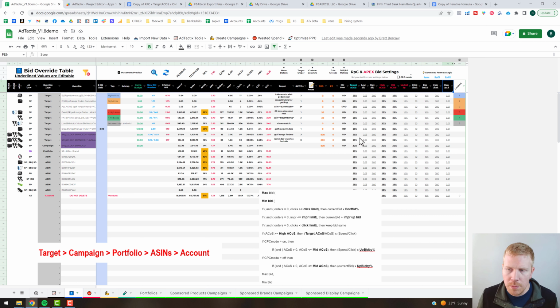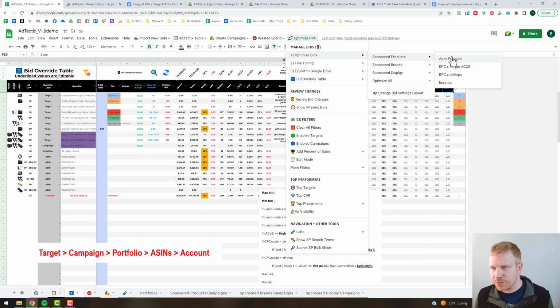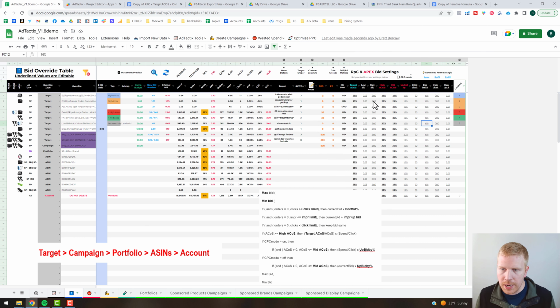One's a little bit too low, but the idea there is you start out and you work your way up incrementally with each optimization cycle. Anytime you hit this button here, it's going to increment all your targets that fall into that similar criteria where it's got low impressions. It's going to increment up by a fixed amount, and hopefully once it gets to a high enough bid, you start getting impressions. That's the idea, so you're not spending as much money at first. All right, so that's what that impression up bid does. And then finally, if you have 0 orders and your number of clicks is less than the click limit, then you're just going to keep the bid the same. All right, so that makes sense.